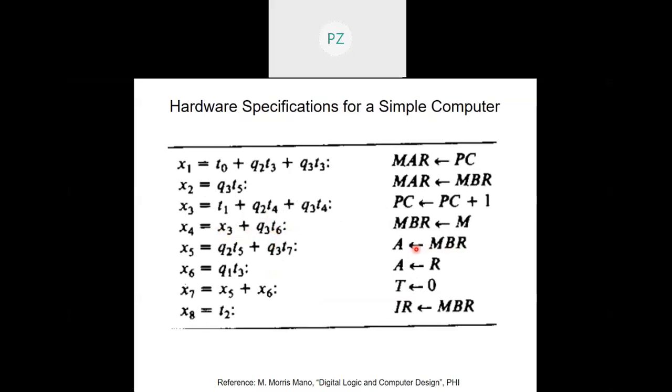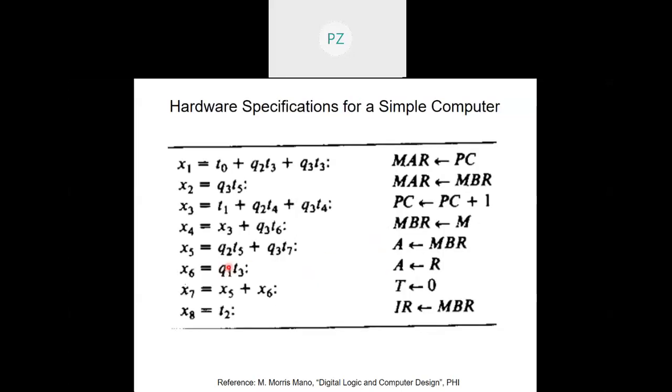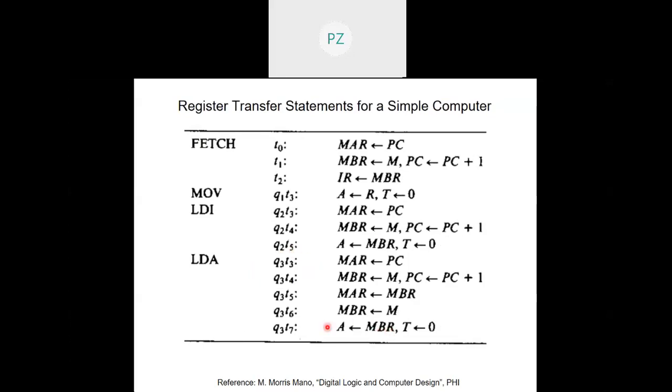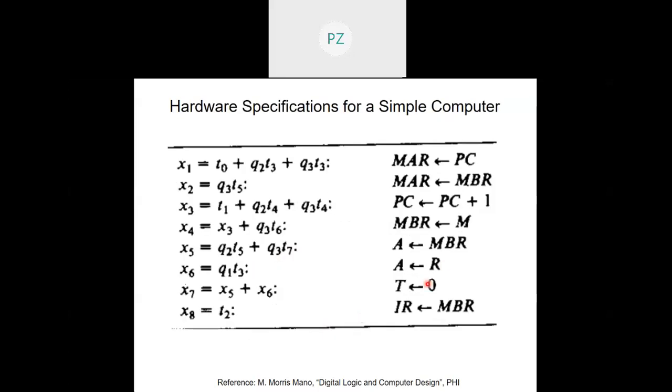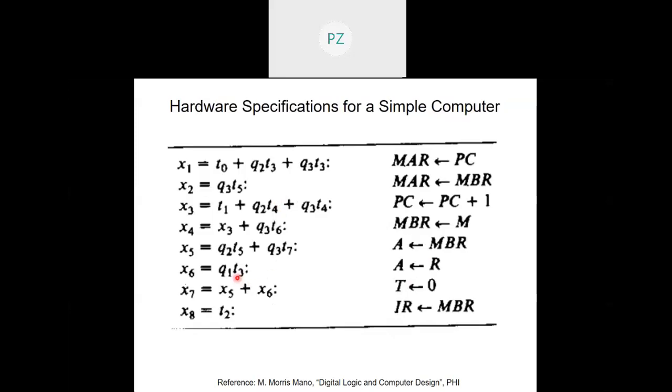Now MBR to A. Let us see where MBR to A happens. MBR to A happens in Q2 T5 and Q3 T7. So Q2 T5 or Q3 T7. Any one of these is going to affect the MBR into A. And R to A. Moving R to A is happening at only Q1 T3. So I'm writing Q1 T3 and naming it as X6, giving it a new variable X6.